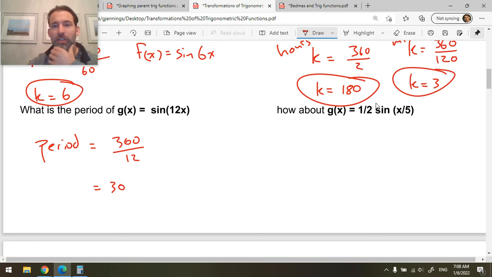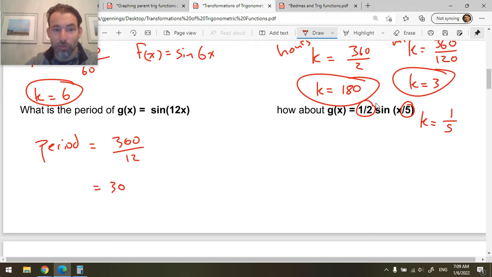Okay, how about g of x is equal to 1/2 sine x over 5? Okay, this is the trick question. This is an a value. It's affecting amplitude. It's not affecting period. So I'm only worried about this divide by 5. Okay, so if k is here, k is equal to 1 over 5, because multiplying by 1 over 5 is the same as dividing by 5. Okay, so it's the same thing.